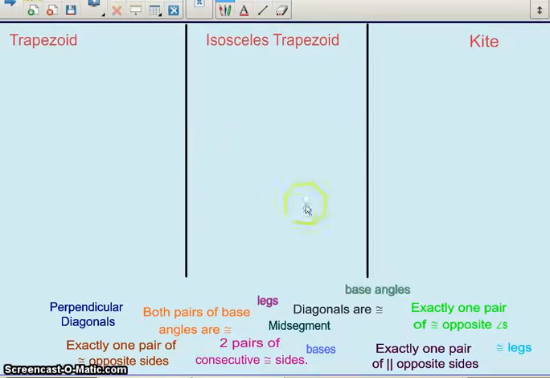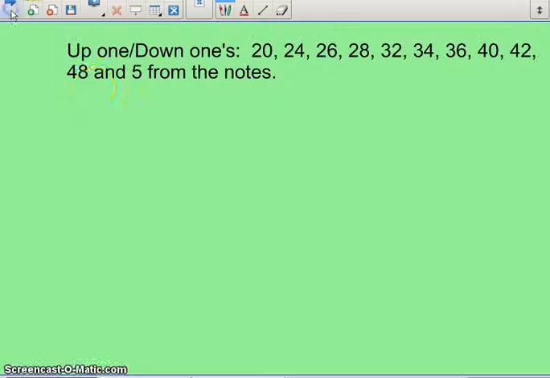Alright, this is a little activity. I'd like each one of you guys to do this. Just properties of each: the kite, the isosceles trapezoid, and the trapezoid. So fill this out and send it to me, and I'll give you an extra 5 points.